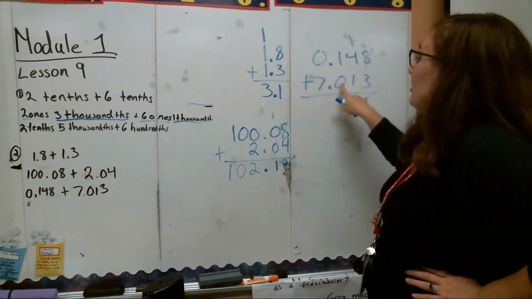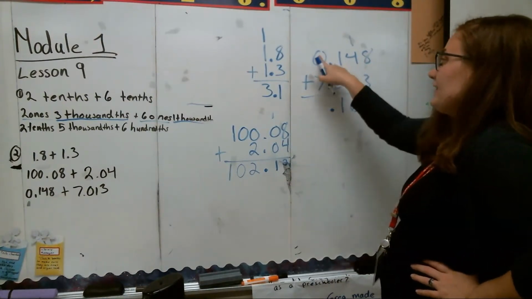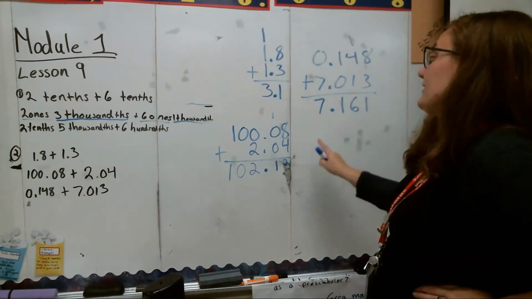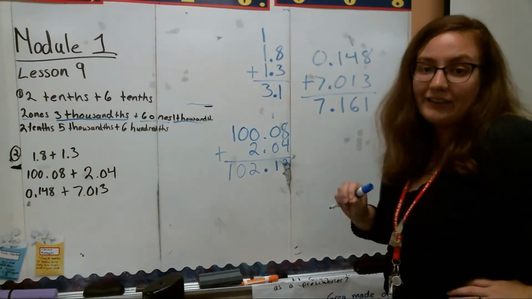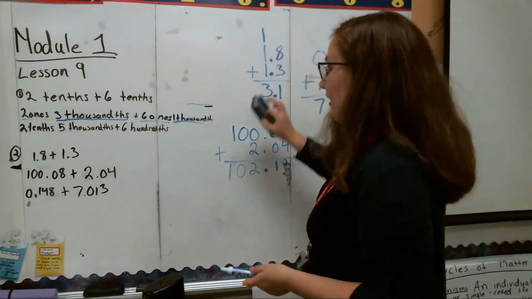So I have 1 plus 0, which gives me 1. Bring down that decimal, and then I have 0 plus 7, which is 7. And I get a final answer of 7 and 161 thousandths, and that is my final answer. All right, 5th grade, that is your final problem for this.